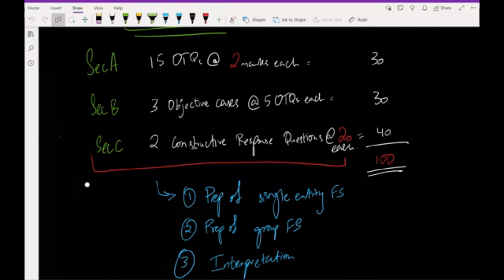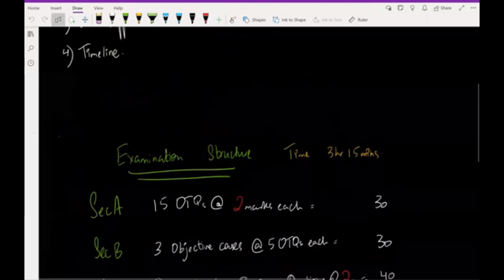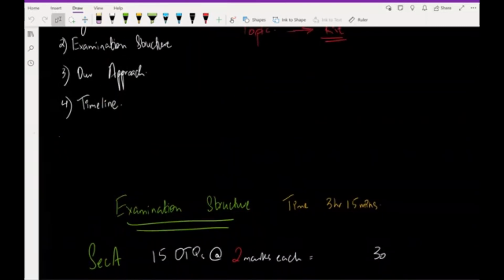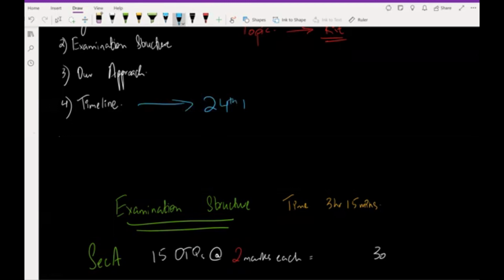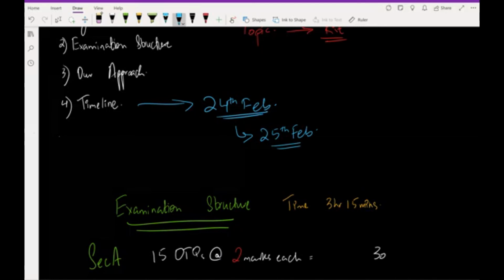Okay. Now, last thing that I would like to discuss before I take your questions is a timeline. All right. I intend to finish the course by 24th February. After 24th Feb, from 25th Feb onwards, I'll keep a 3-day revision course, 25th, 26th, and 27th, or probably 26th, 27th, and 28th, right? And that's obviously something that you need to consider at a later stage.